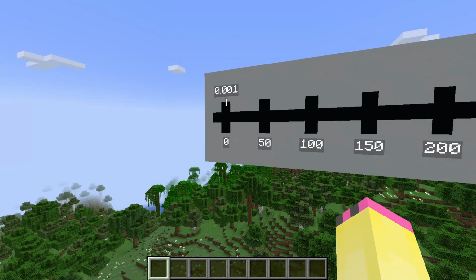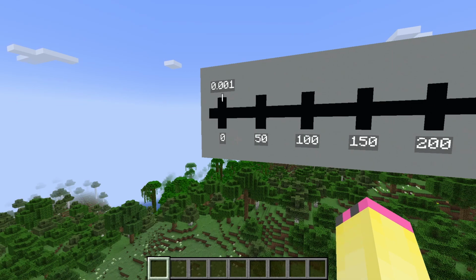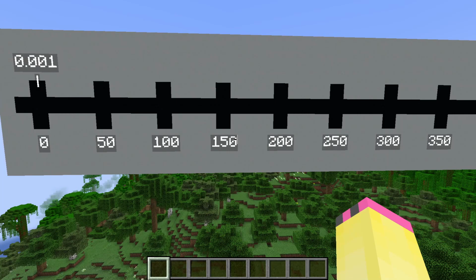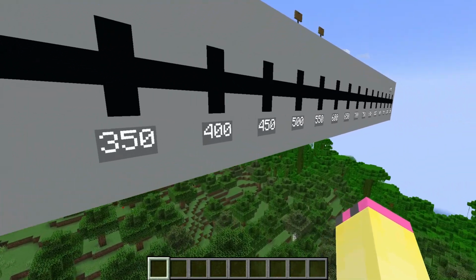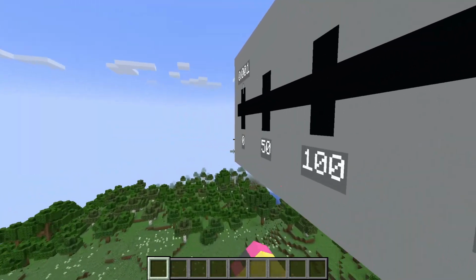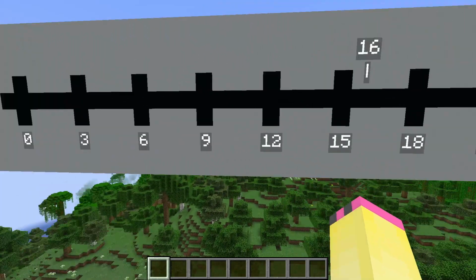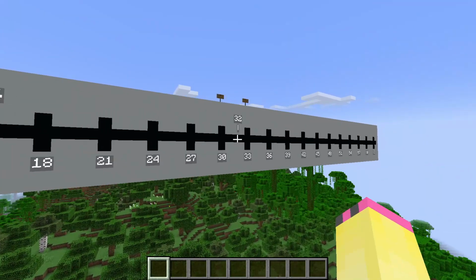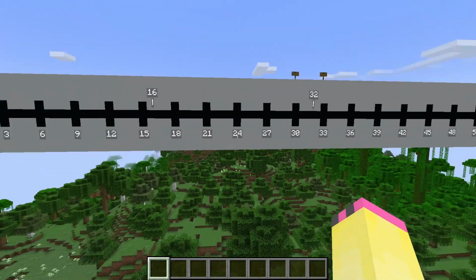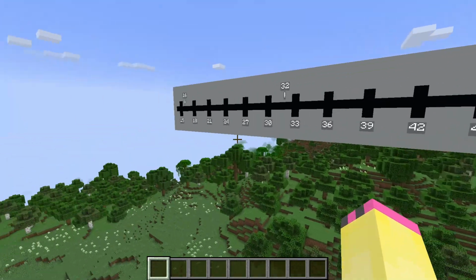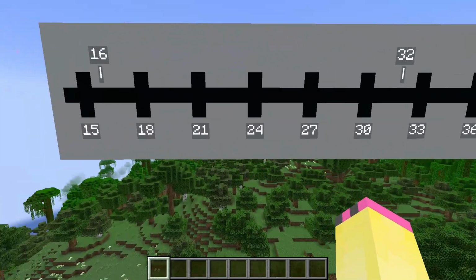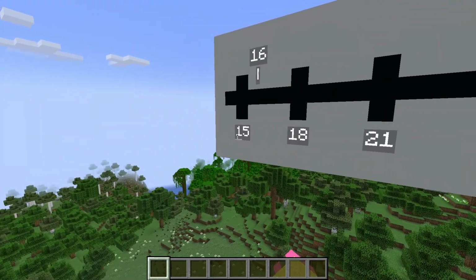Just before we move on, I want to mention that just like we counted by 50s before on our number line, we can also count by other amounts and even change the number that we start at. For example, here is 16 and 32 plotted on a number line that goes up by threes. And here they are on a number line that goes up by threes still, but starts with the number 15.